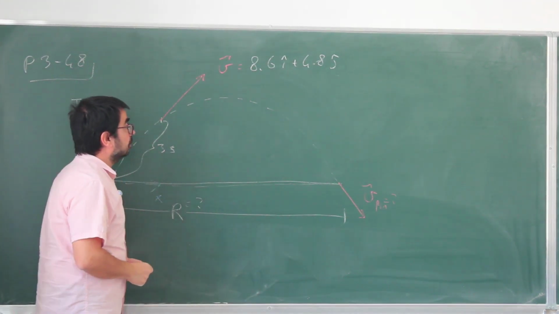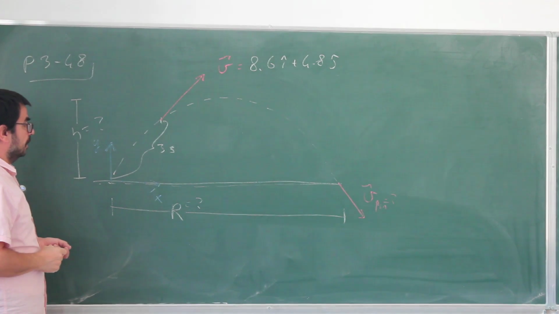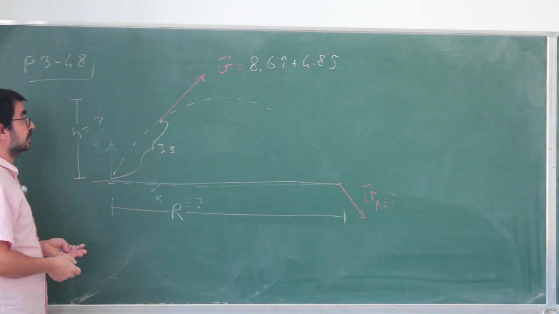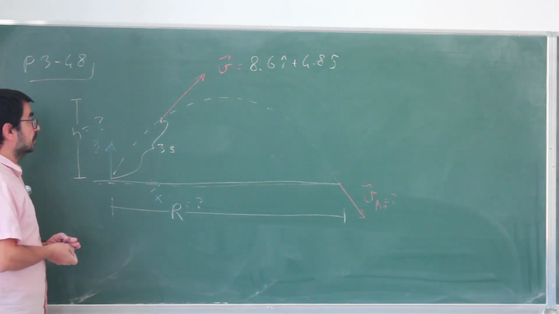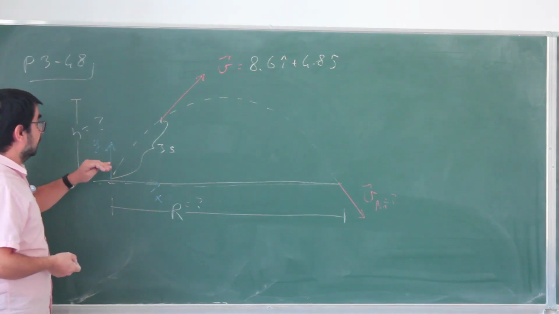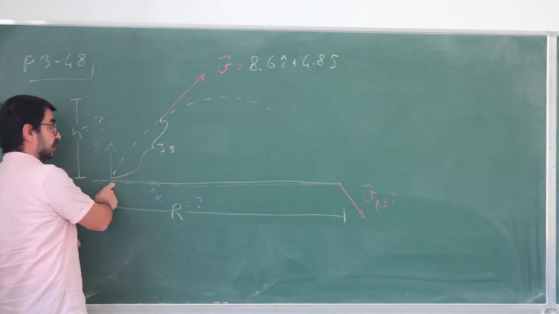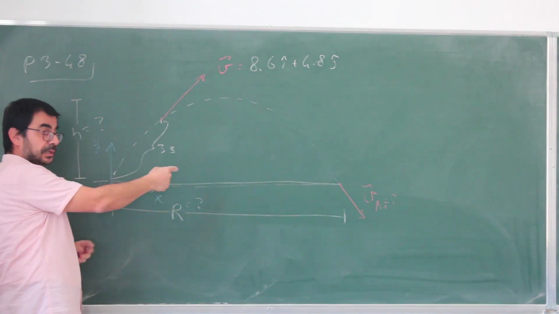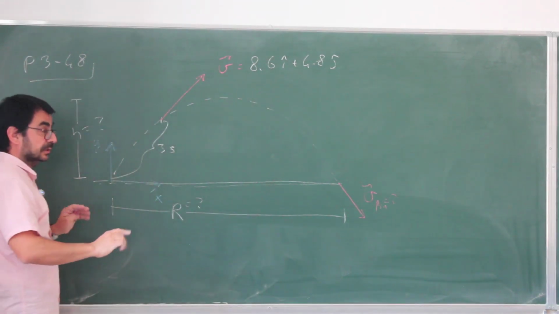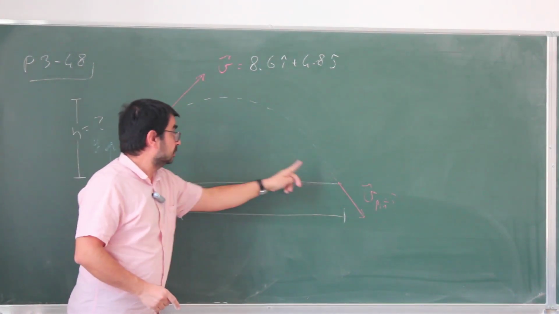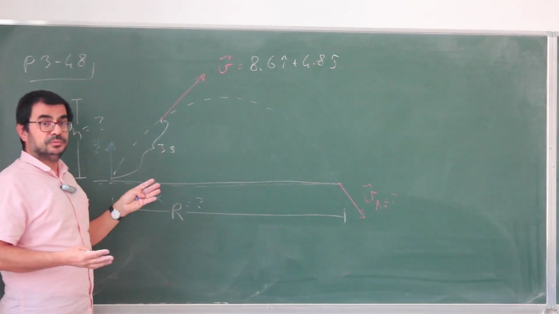Now, for the range, as you know, we have a range formula, and you can try to use this, but the range formula itself requires you to end up on the same level as you started. So if you were given the velocity over here, you could use the range formula and calculate this whole range. You could be done, but you can't apply this range formula to this velocity and try to find this whole range. It's just not going to work.